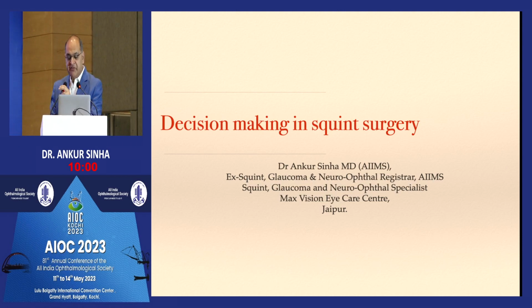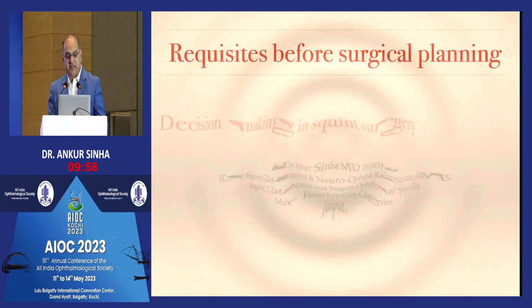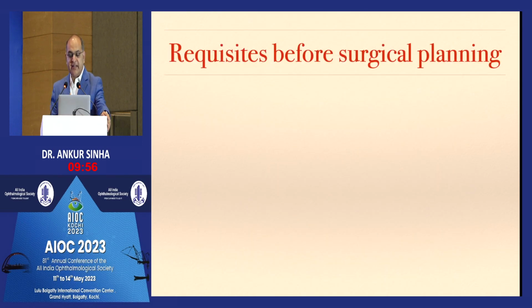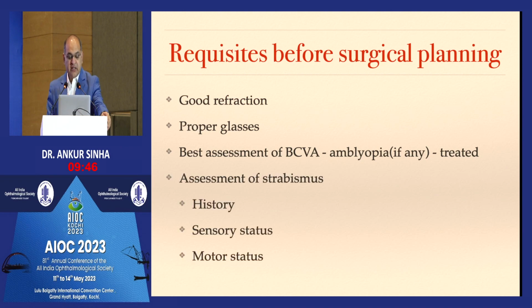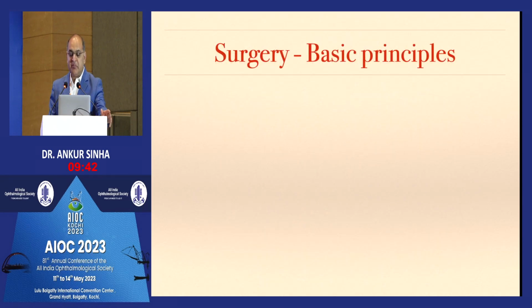I'll be talking in brief about decision making in strabismus surgery. So we have already discussed the prerequisites before surgical planning: good refraction, proper glasses, assessment of visual acuity, treatment of amblyopia, assessment of strabismus, history, the sensory status, and the motor status. So let us think about the planning of surgeries. I'll just be talking about the basics.